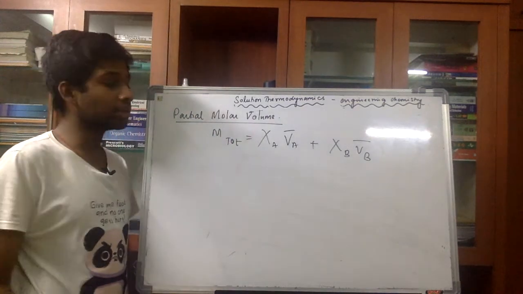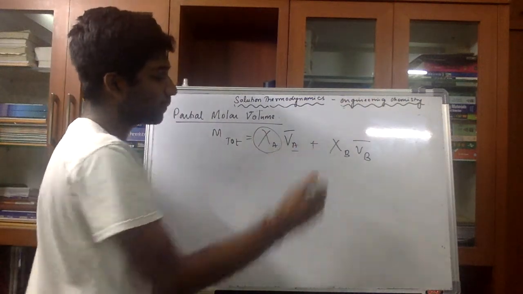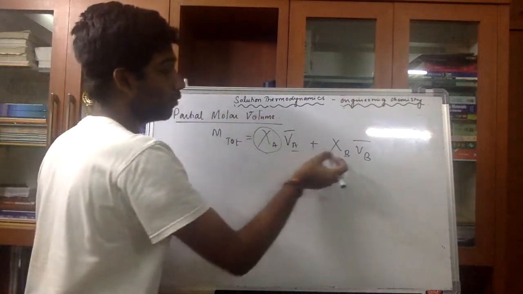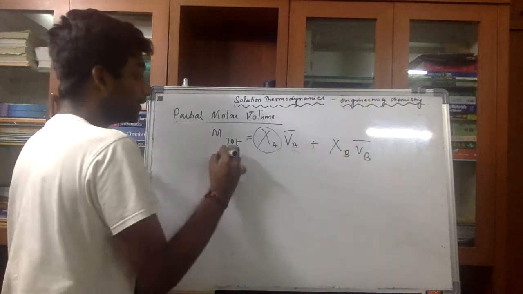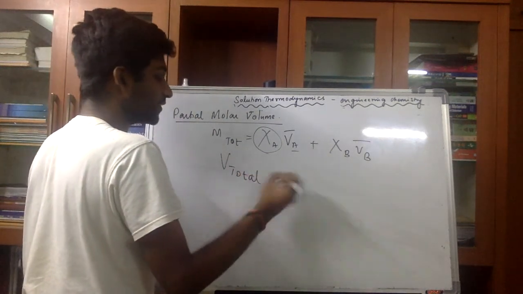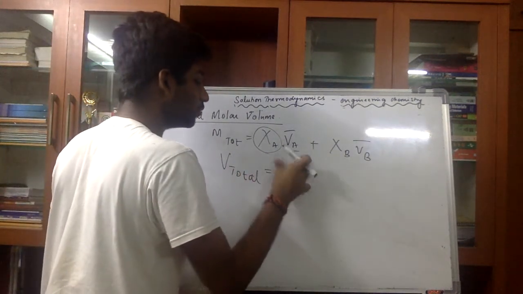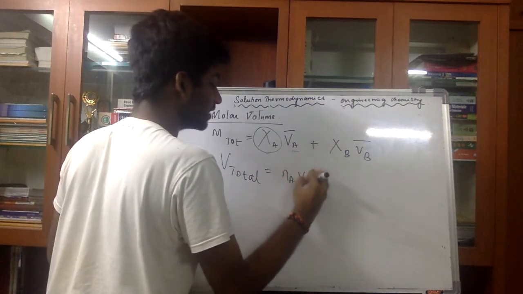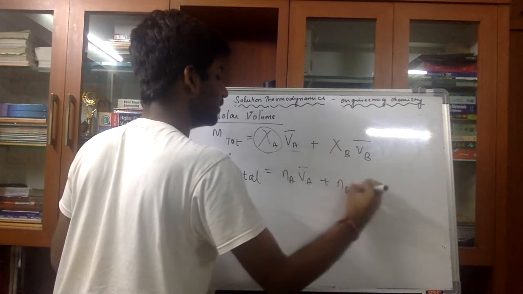M dot is equal to the mole fraction of A times the partial volume of A plus mole fraction of B times the partial volume of B. But then the most used factor is V total, and that is equal to number of moles of A times VA bar plus number of moles of B times VB bar.